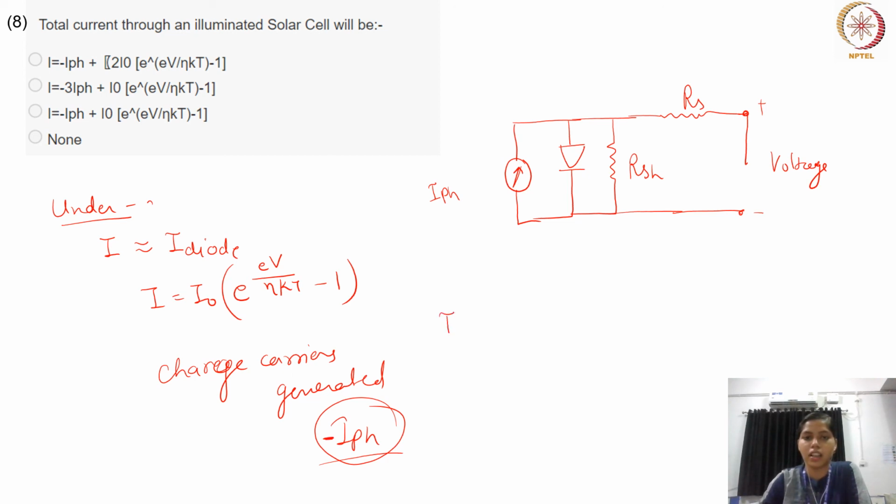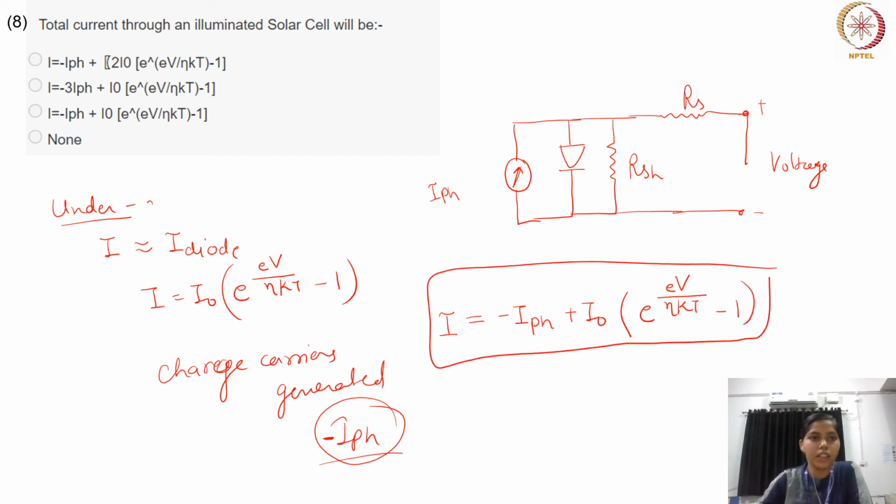So the correct expression for the total current through an illuminated solar cell will be I equals minus IPH plus I naught e raised to the power eV divided by eta kT minus 1. So option number 3 is the correct answer for this question.